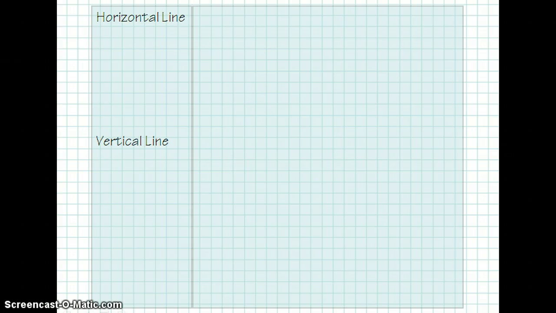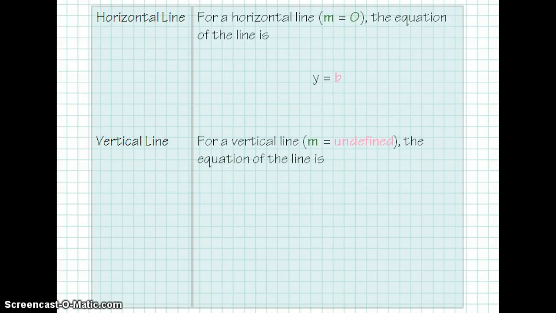Okay, a horizontal line is always going to be y equals b. Whatever your y-intercept is, that's what's going to be your horizontal line, whether it's y equals 2, y equals 7, y equals negative 4, whatever it is. Now for a vertical line, remember our slope is undefined. That basically means we're not going to have a y in our equation. So it's always going to start off with x, so x equals whatever the x-intercept is. Okay, so x equals 2, x equals negative 1, whatever.